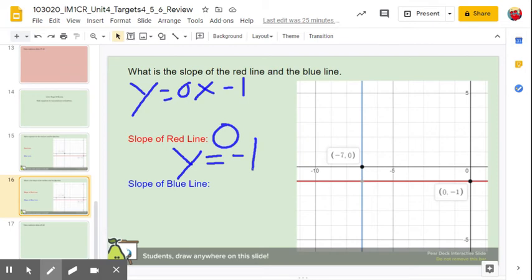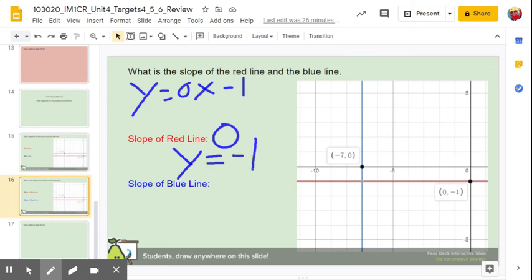Now, the blue line is the bugaboo. The blue line is a vertical line. The slope is undefined for a vertical line because you think of rise over run. Well, no matter how much we rise, we're going to run 0. In mathematics, you cannot divide by 0, which is what would occur there. So it is undefined, and so it doesn't have a slope. We just call it undefined slope.